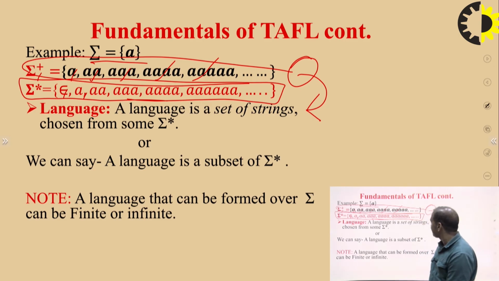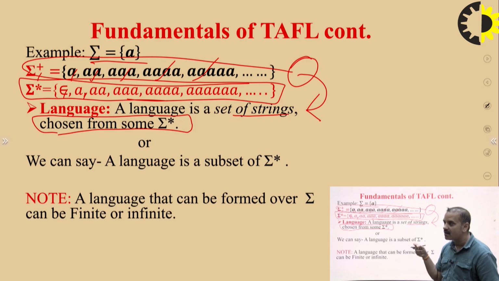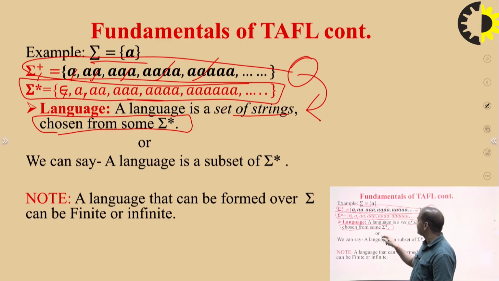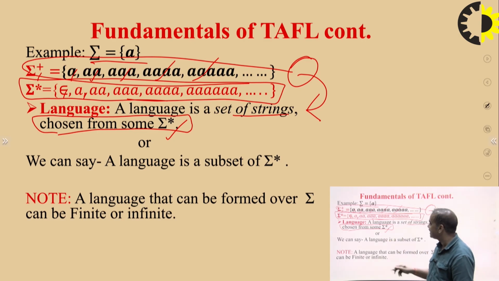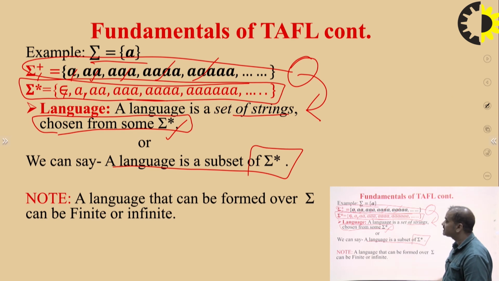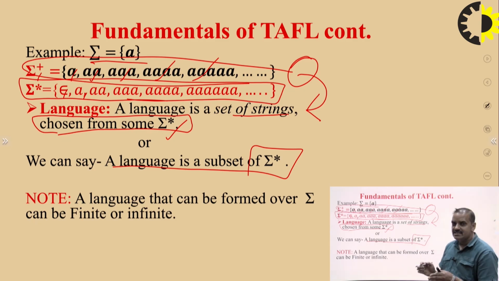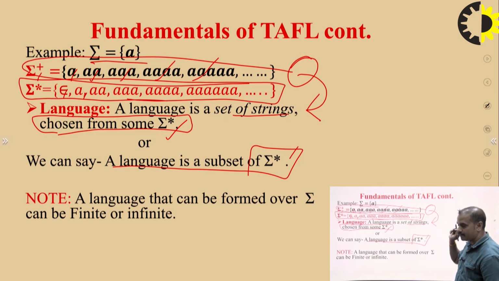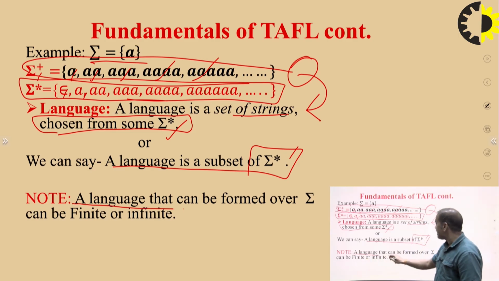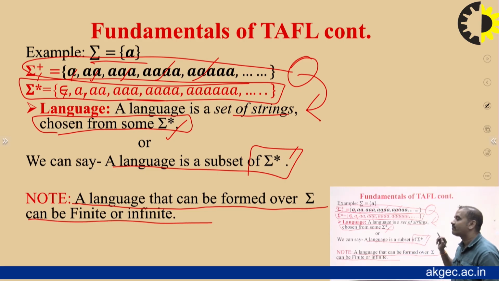A language is a set of strings chosen from sigma star. If we take a sequence of strings from sigma star, that is called a language. Or we can say a language is a subset of sigma star. From sigma star, we take a sequence of strings and construct a new set. Here, a language that can be formed over sigma can be finite or infinite.